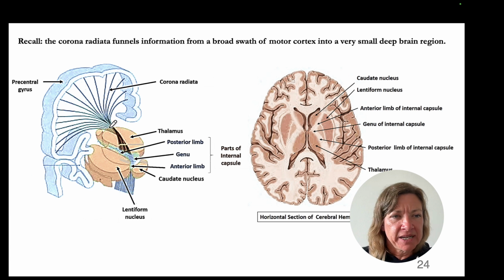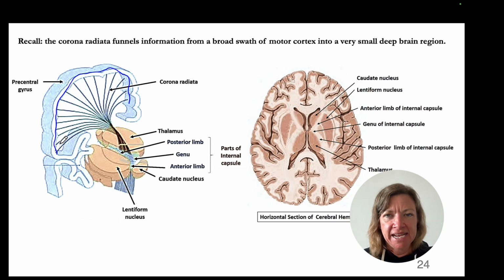Just as a reminder, the corona radiata funnels information from a whole broad swath of cortex into a very small region in the deep brain. That's the internal capsule. Here we've got the precentral gyrus, so this is motor information from the whole precentral gyrus being compressed down to dive between the deep nuclei of the brain via the pathway which is the internal capsule.